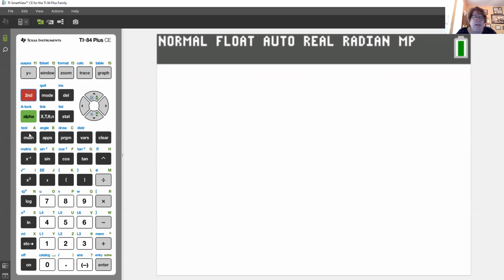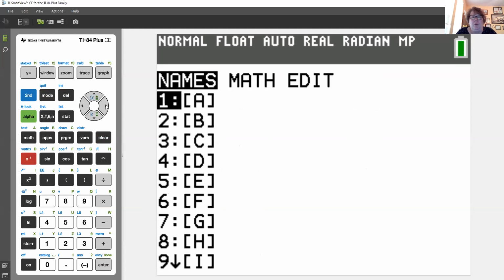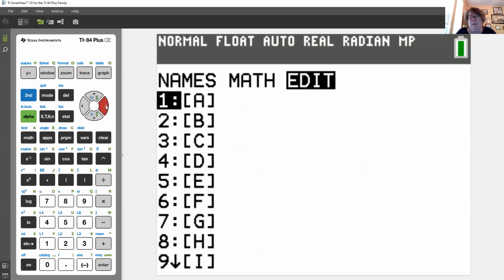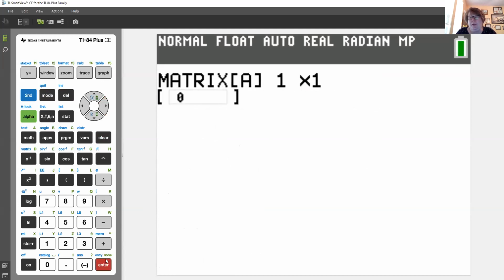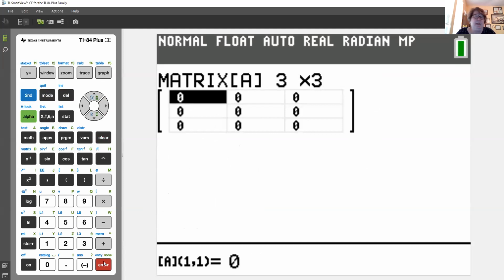All right, so I'm going to go to my matrix menu, and I'm going to go over to edit, and I'm going to edit matrix A. This is a 3 by 3 matrix. It has 3 rows and 3 columns. And then I'm going to input those values that I had in that matrix. So the first row was 2, 1, 7. The second row was -5, 6, 0. And the third row was -4, 3, 1.